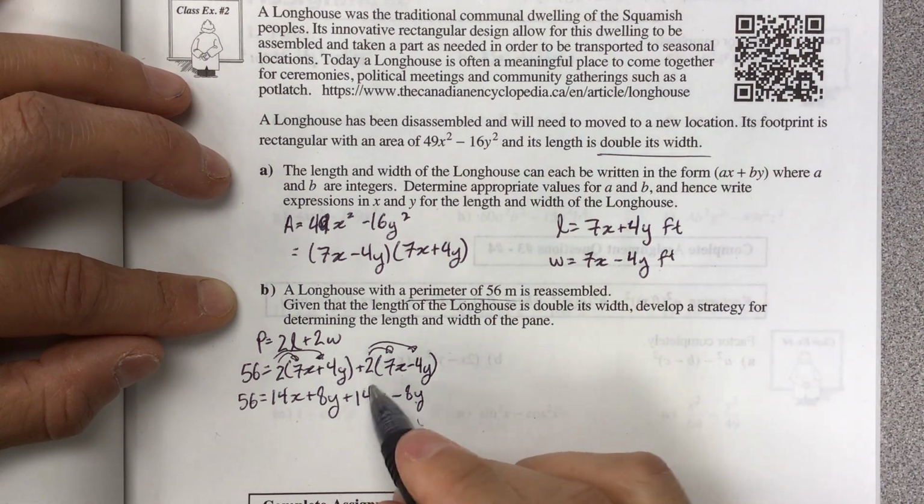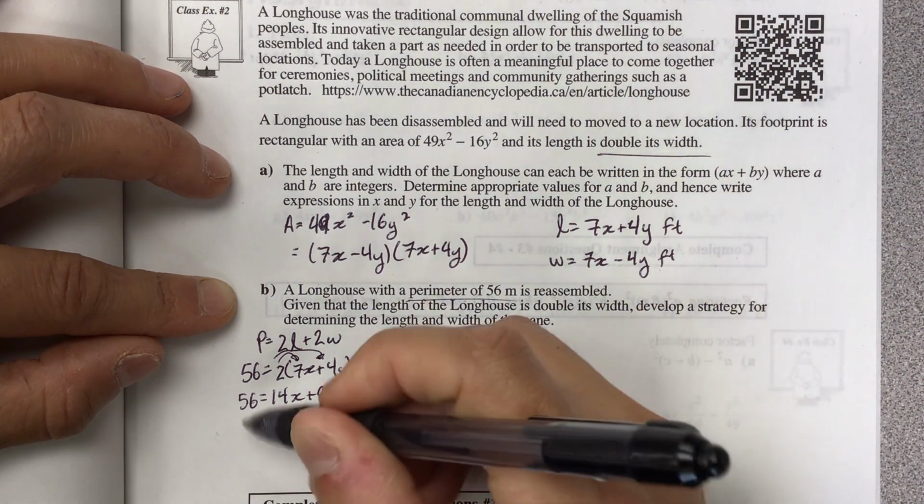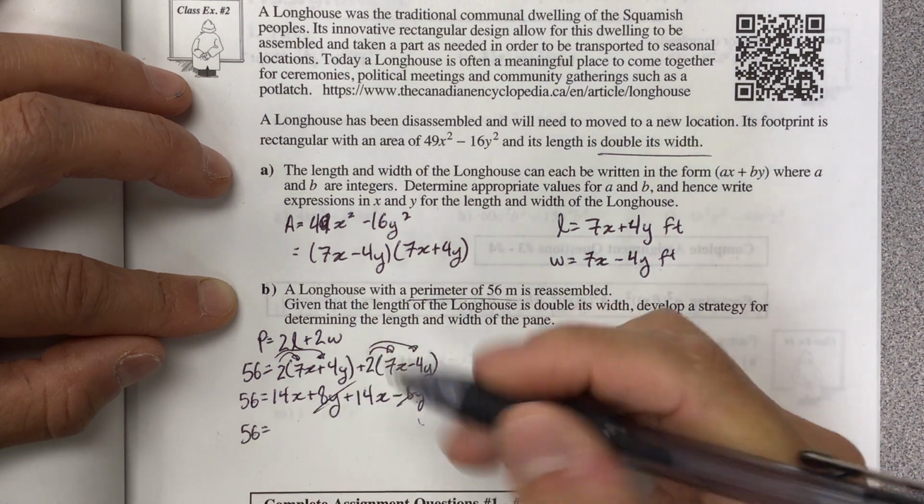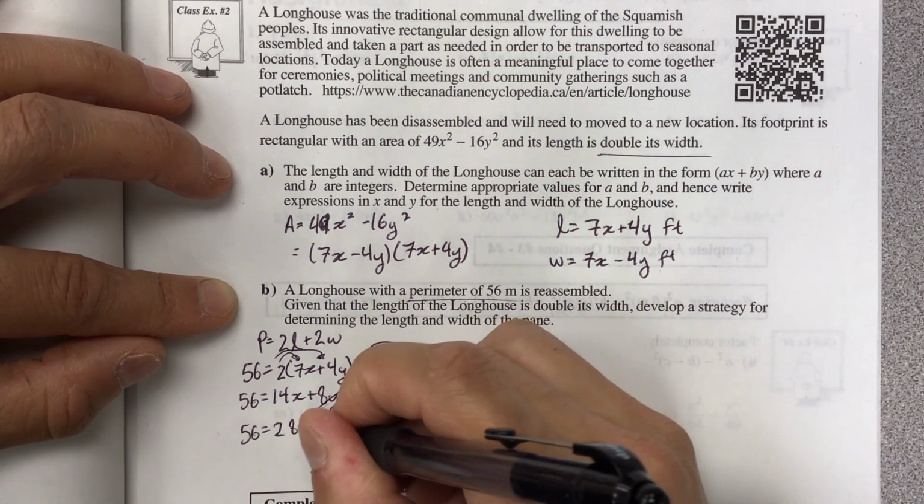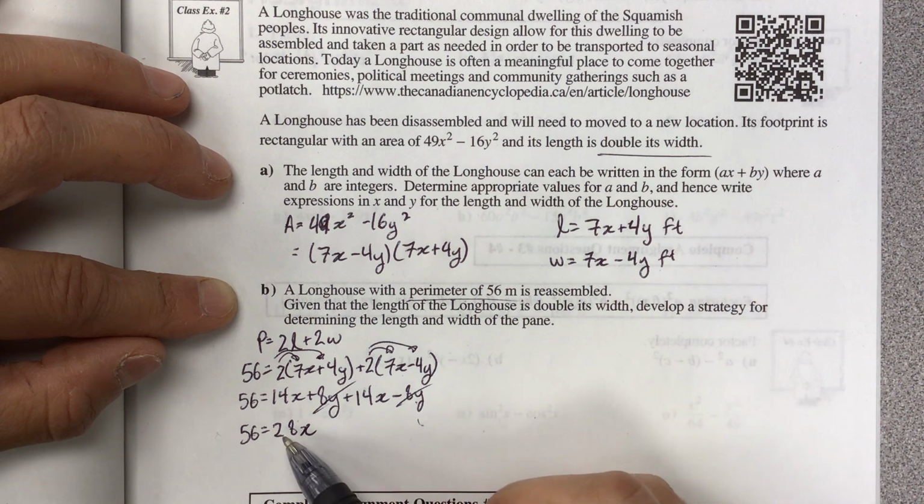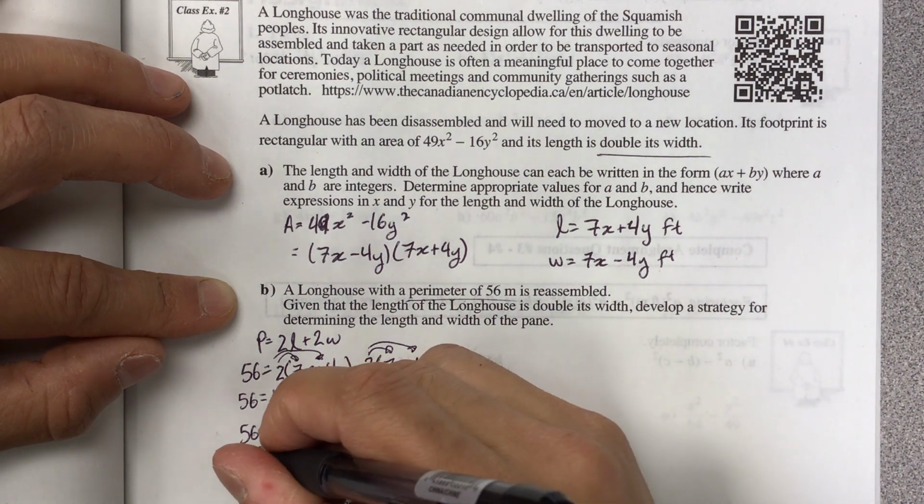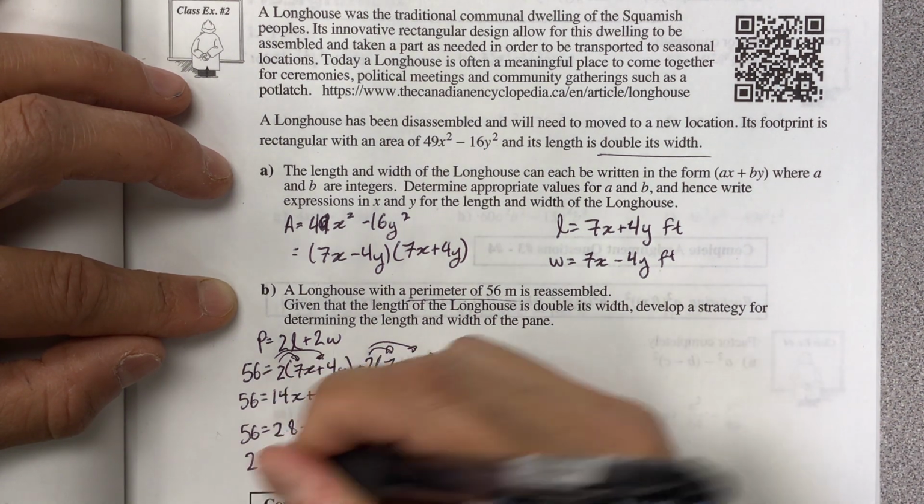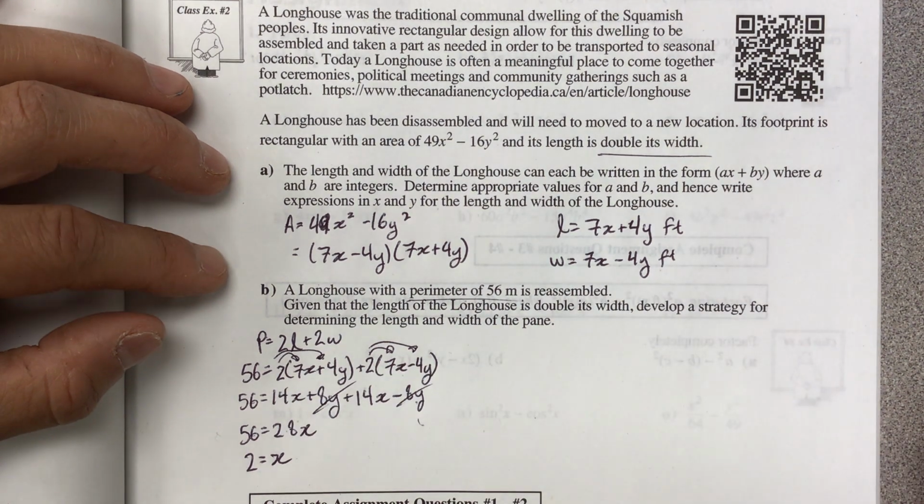Here what we'll see when we simplify is that those y terms are going to cancel out, and we're going to get a statement that says 56 is equal to 28x, and a value of x will give me 56 divided by 28, a value of 2, which will equal x.